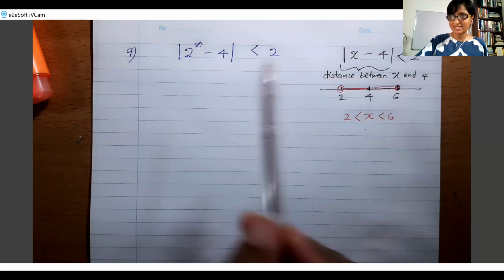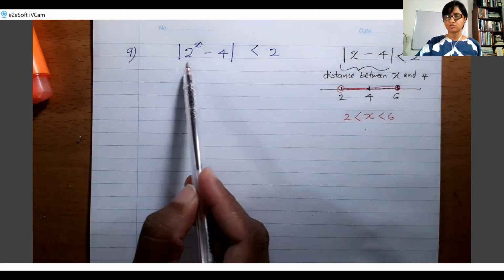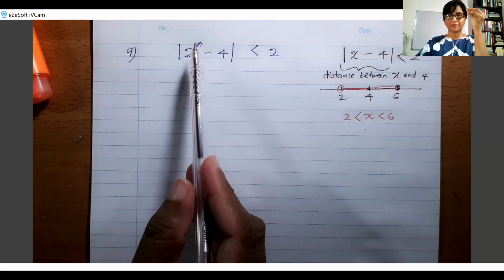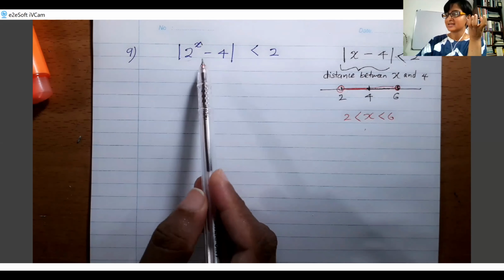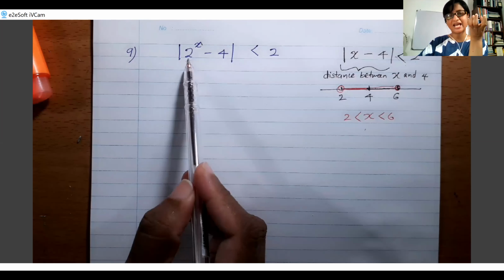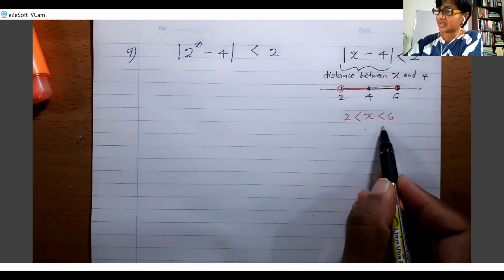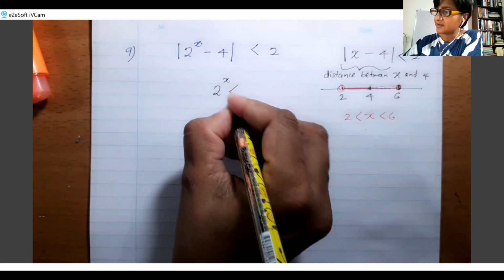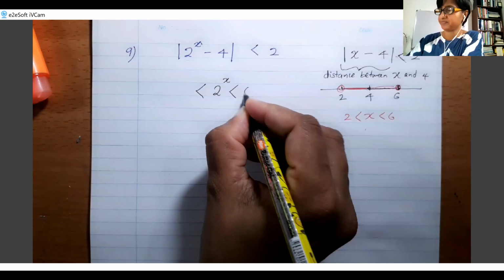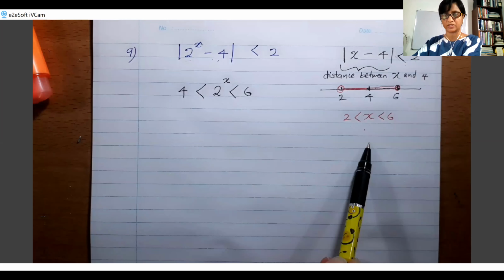So what you have here is the same thing. Your unknown is in the power now, but this is some number, right? 2 to the power of x. When x takes some value, 2 to the power of x is an unknown number. And I know that the distance between 4 and that number is less than 2, same thing, right? So I can say that whatever unknown number 2 to the power of x is, it must be between 6 and 2. Now I don't need to explain how I got from here to here. It's here already, okay? The same argument, the same reasoning.